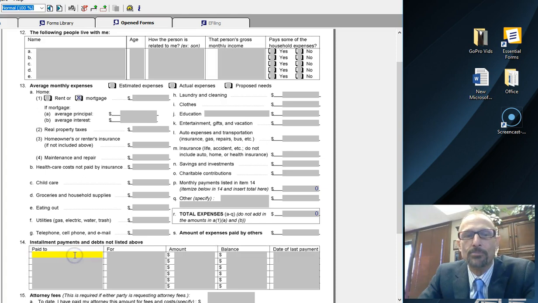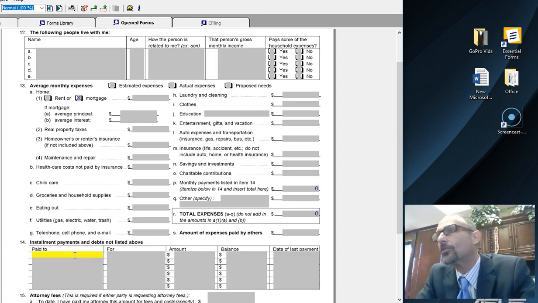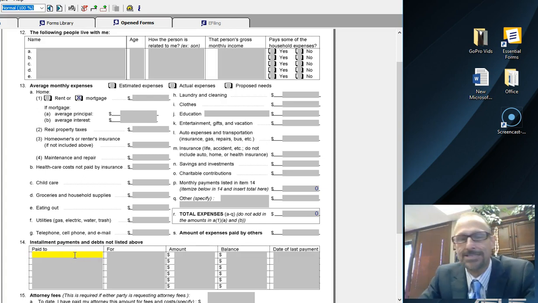14 below is where you're going to put in installment payments, credit card payments, car payments, your auto insurance can go in here that you pay every month. Those kinds of things go in here. And then the total of all of these monthly payments, which is where you're going to put under amount for each of these, that total is going to go up here on the line P.